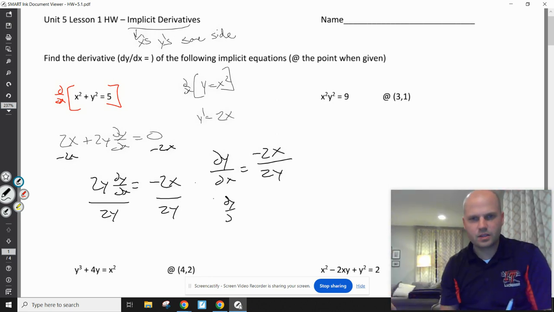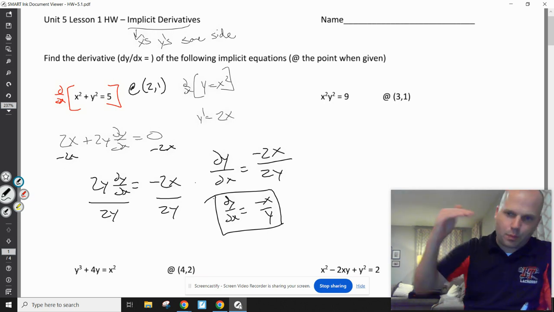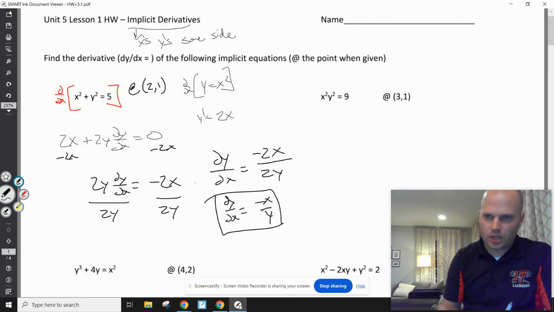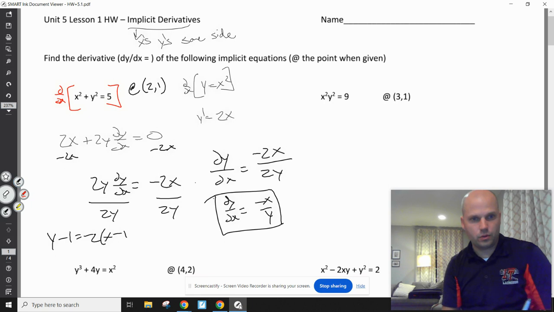So we get that negative 2x over 2y is negative x over y. Okay. Now, if we had points, like at 2, 1, you plug in points into implicit derivatives to get slopes. So for example, I could write the equation of a tangent line: y minus 1 equals, if I plug in 2, 1, I get negative 2 times x minus 2.